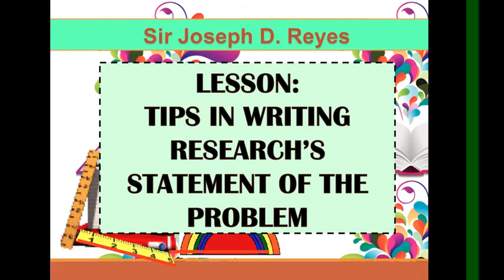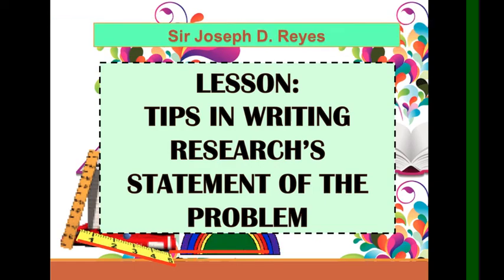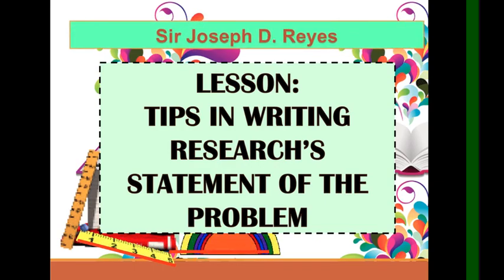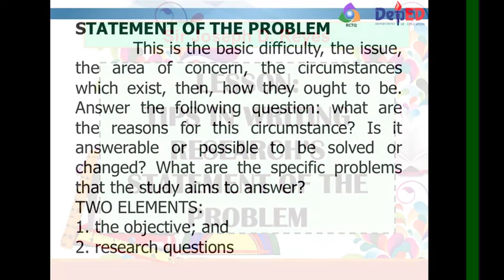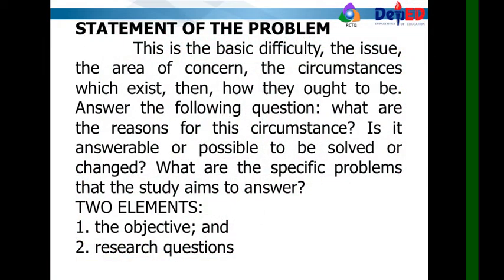And now let's proceed to our main topic for today, which is all about tips in writing research statement of the problem. Statement of the problem. This is the basic difficulty, the issue, the area of concern, the circumstances which exist, then how they ought to be. Answer the following question. What are the reasons for this circumstance? Is it answerable or possible to be solved or changed? What are the specific problems that the study aims to answer?